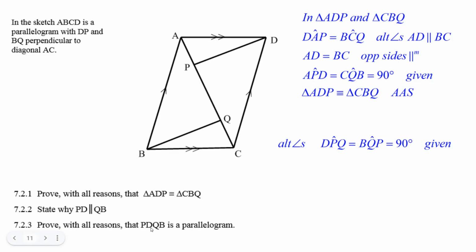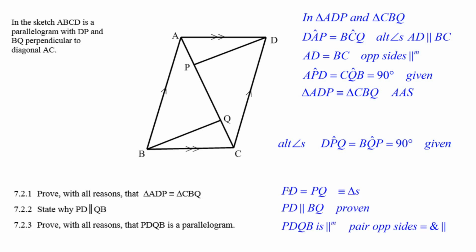Prove with reasons that PDQB is a parallelogram. I can't remember how I did it. Let's take a look. Well, we know that PD equals BQ because of congruent triangles. These two triangles are exactly the same, then these sides must be exactly the same. They're opposite the same angle here, right there. The alternate angles that we proved are the same, so they must be the same.